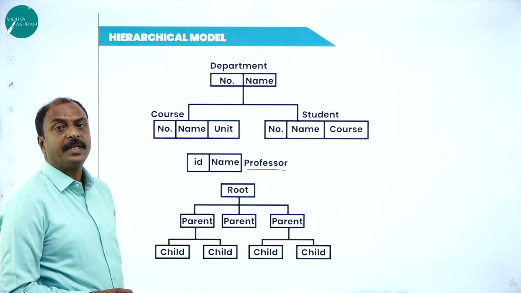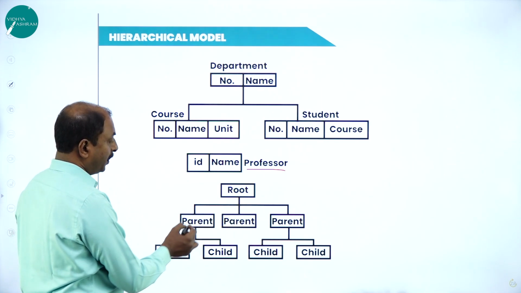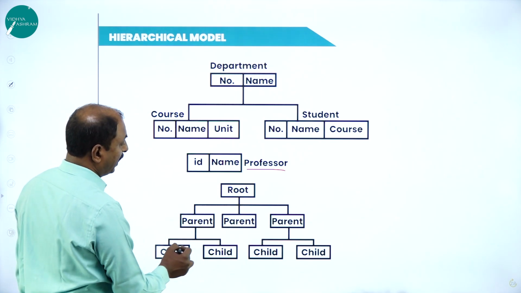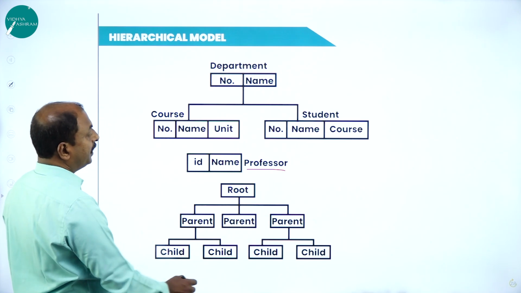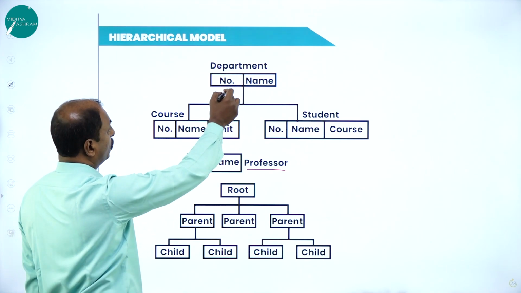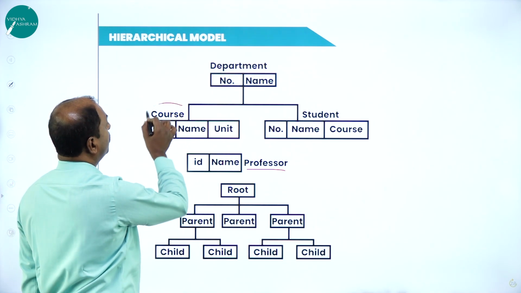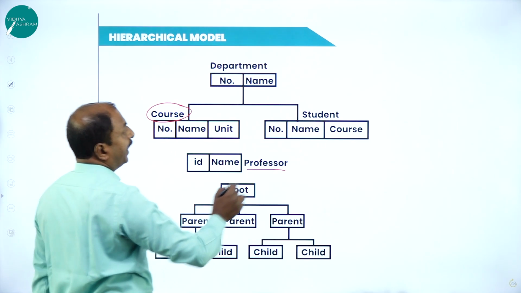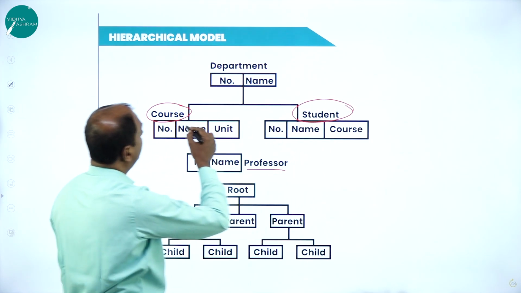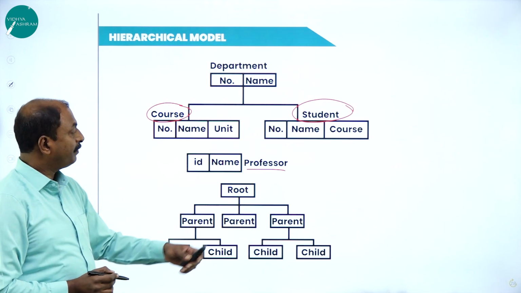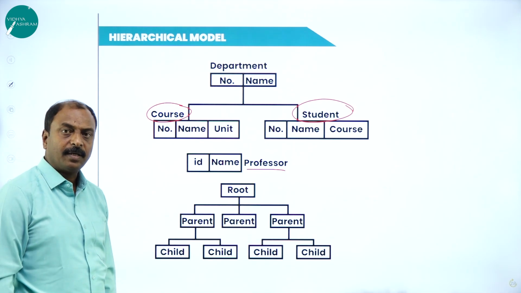It is represented in a tree structure. One is the root, then we have the parent, and under that we have the child node. For example, here the department is the root. Under that we have different courses under the department, and we have different students for different courses. So this is an example of a hierarchical data model.